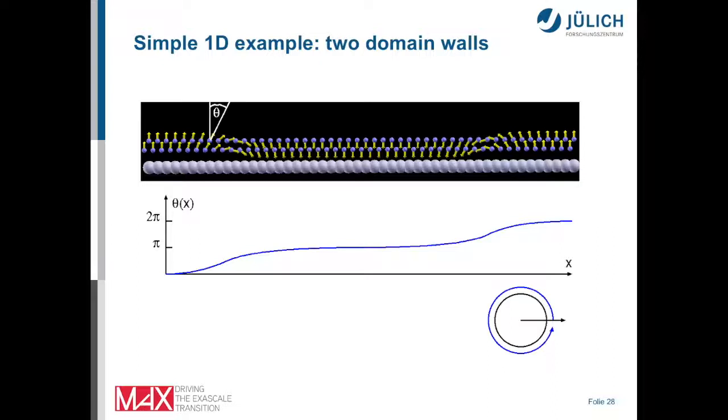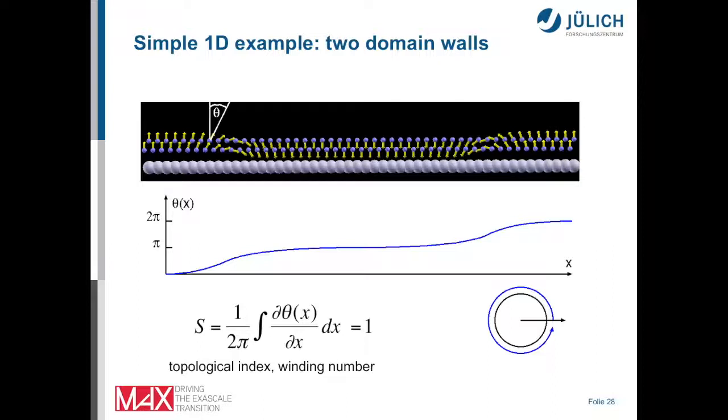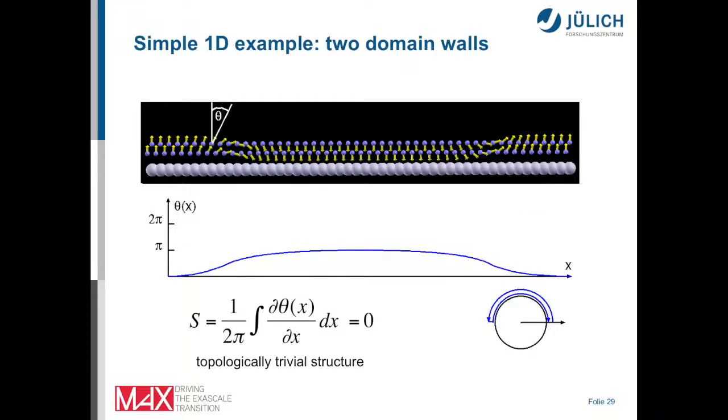You see that it changes by 2 pi, so you have a complete winding of your structure. You can assign a topological index to this if you want, the winding number. And this is one possible solution if you have two domain walls, but you can also imagine something like this, where one domain wall rotates clockwise and one rotates anti-clockwise, and then the magnetization goes to pi and goes back to 0. The topological index is then 0.